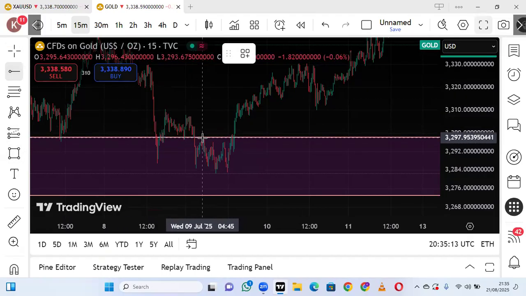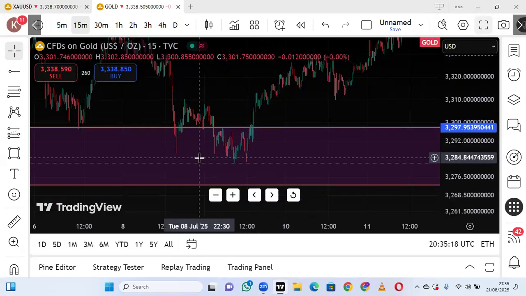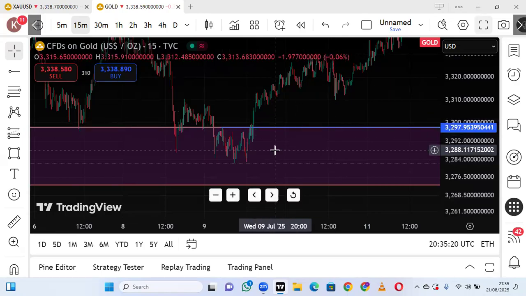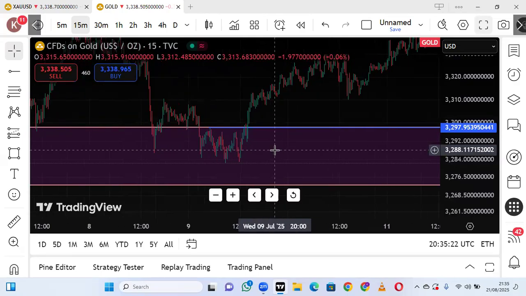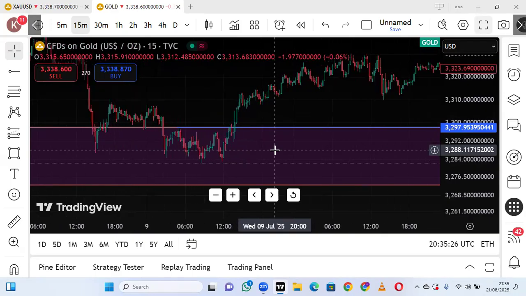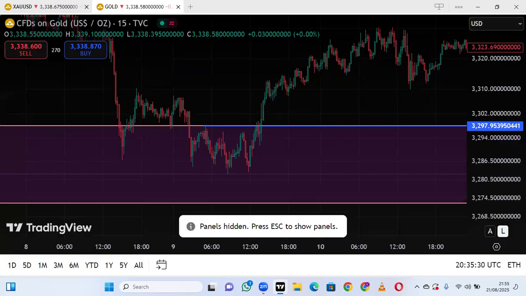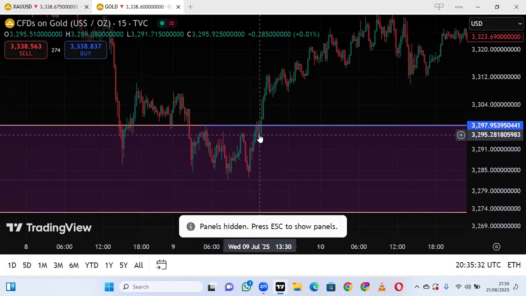This point here. Let me remove this. Okay, let me still leave it there. So you can see a break of structure at that point. And I can even see another doji on 15 minutes. So look at another doji here.